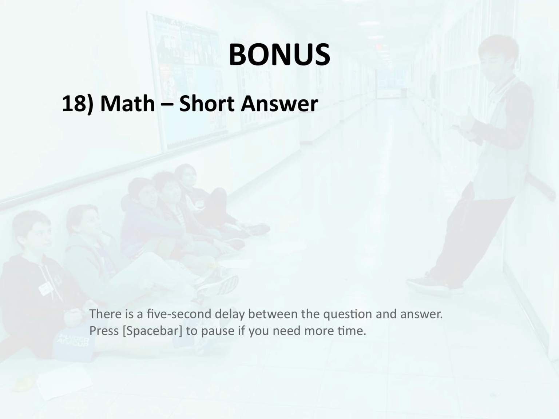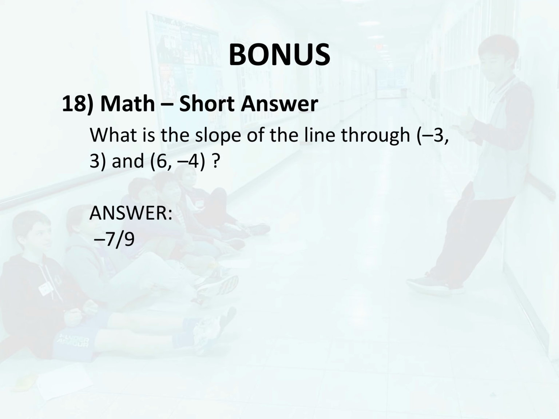Bonus 18. Math, short answer. What is the slope of the line through (-3, 3) and (6, -4)? Answer, -7/9.